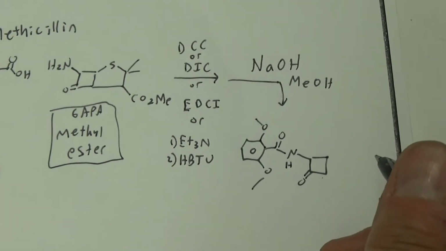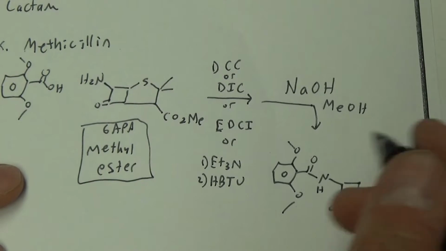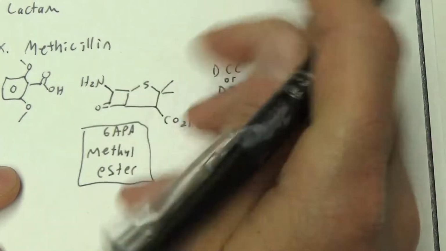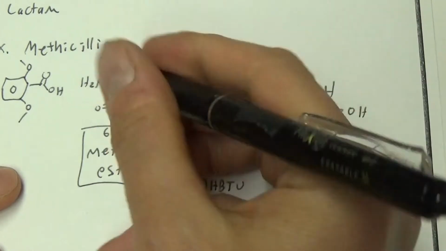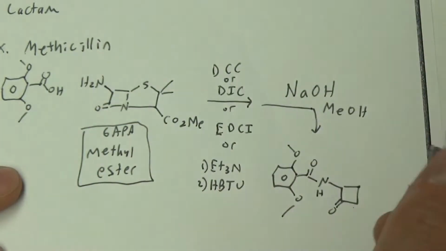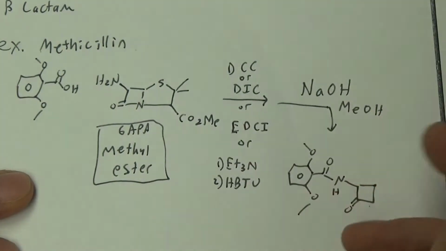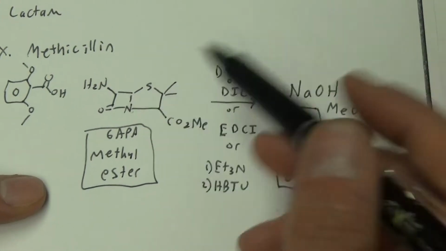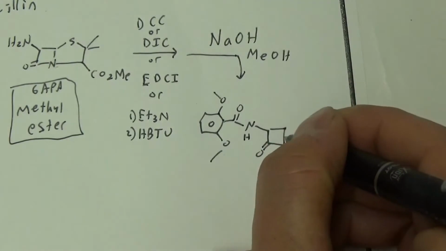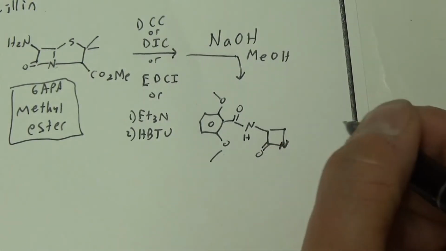Oh, you know, I made a boo-boo. Back here is nitrogen, right there at the bottom. Sorry about that. That's 6-APA, so it's nitrogen. Of course, that's a beta-lactam. Without the nitrogen, it's not a lactam. So we have to do that over here too. Nitrogen. Okay.